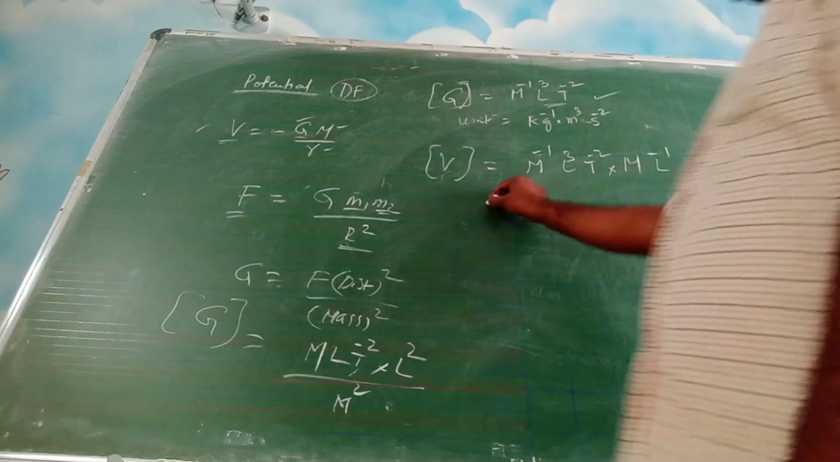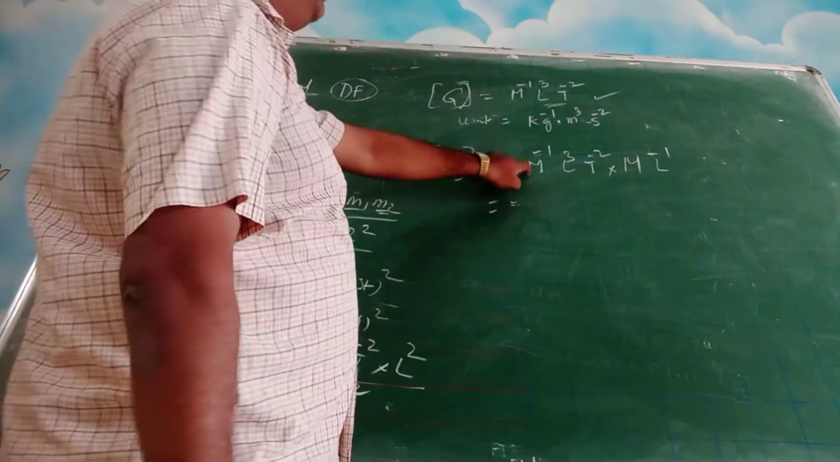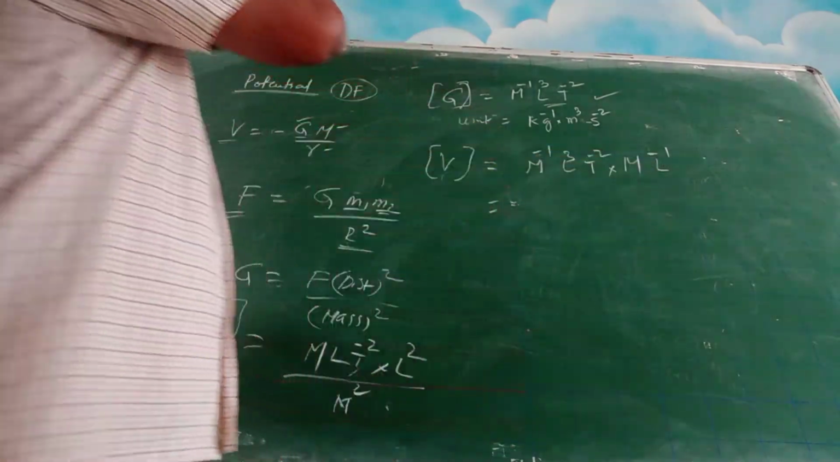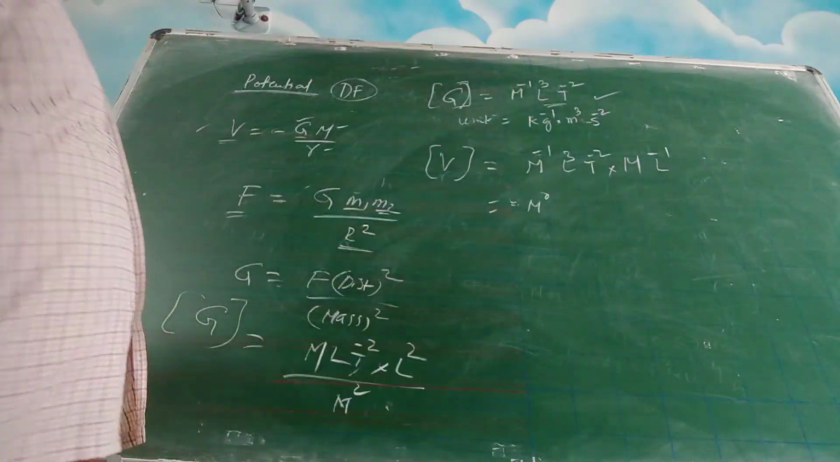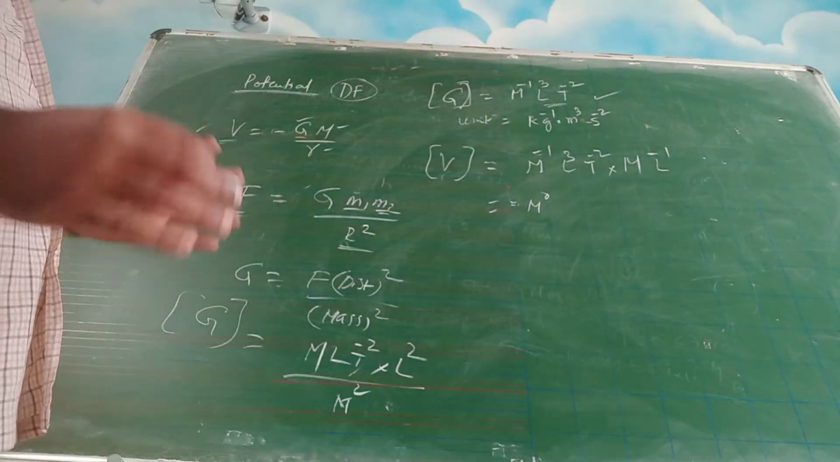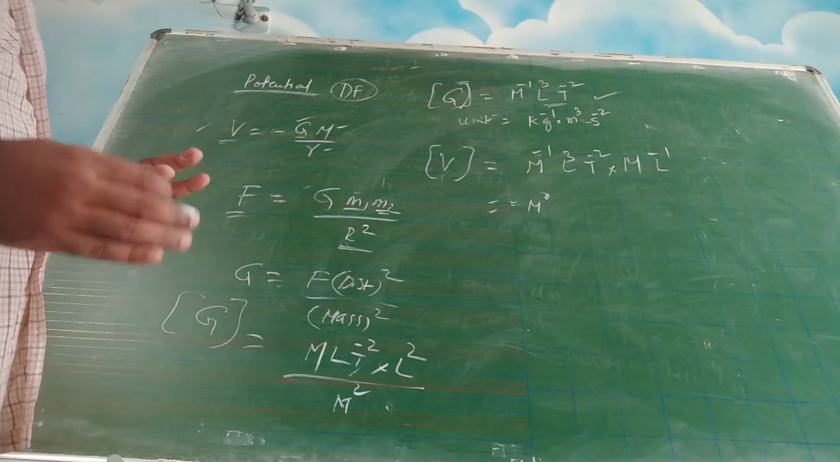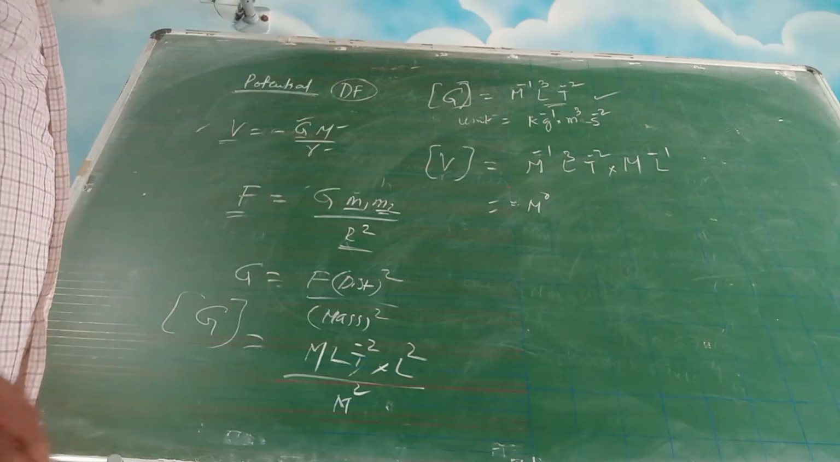Simply add now. See, check the powers. M to the power of minus 1, M to the power of 1, so it will become M to the power of 0 basically. M to the power of 0 means we write dimensions in terms of MLT. Even if it is 0, we will write it. Why will we write it?